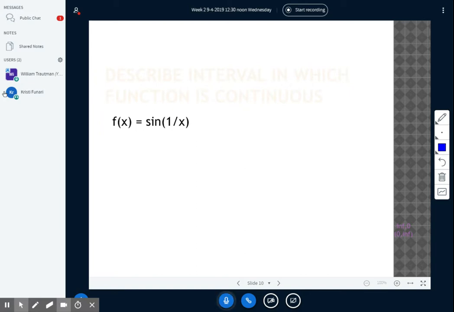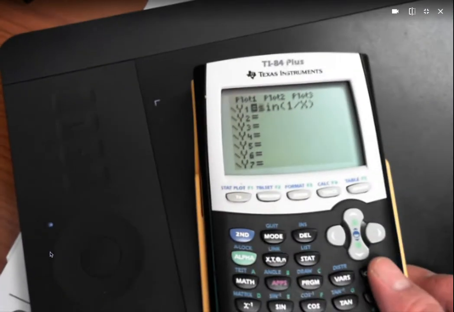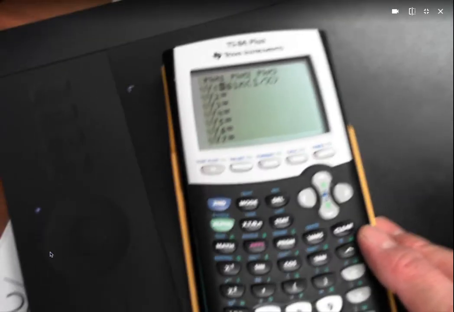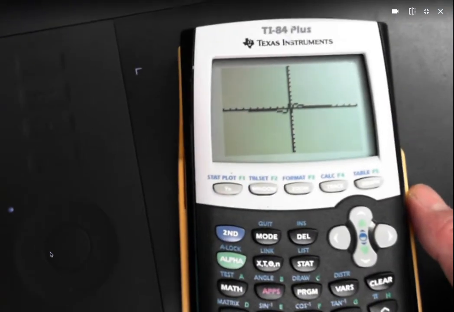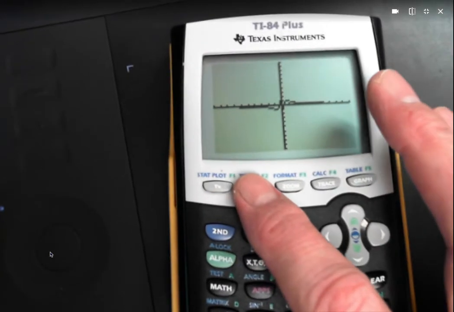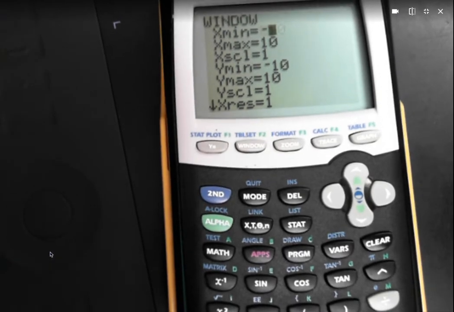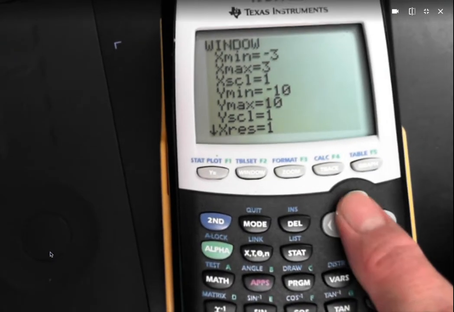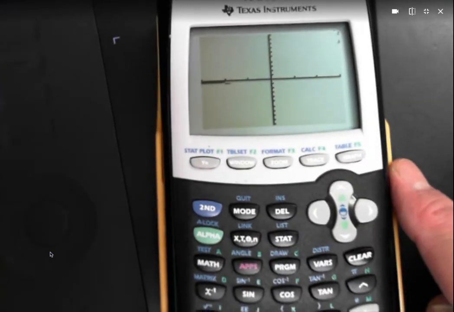So it's a weird graph, and you have to change your settings on your calculator. There's my graph, sine of 1 over x. There's my window right now, and if I hit graph, there's my graph. I'm going to try to change my window so I see what's happening better. If I change my x values from -3 to 3 and my y values, I'm going to leave them alone for now, and hit graph and see what happens.